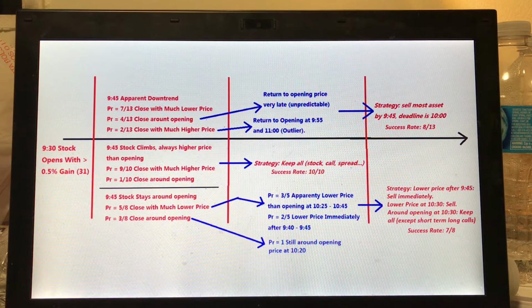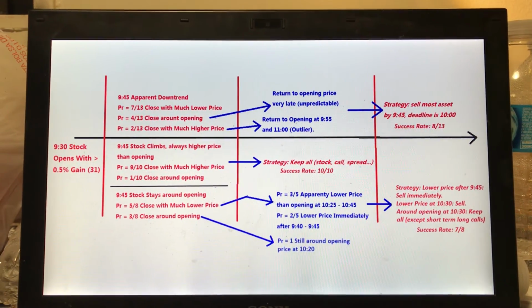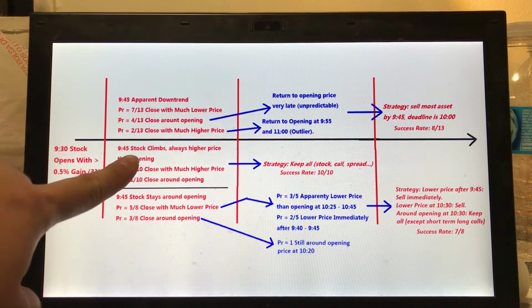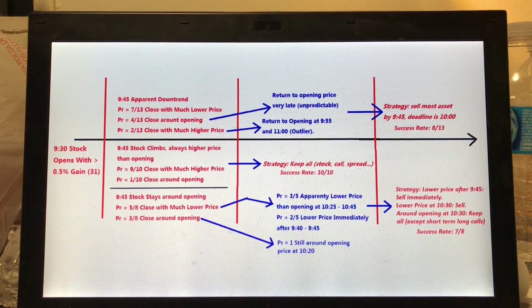which should be a pretty reliable strategy. And for the second case, if the stock climbs and always stays at a higher price than opening, in 9 out of the 10 cases it closes with a much higher price, and in the other case it closes around opening. So our strategy is just to keep all of your assets, whether your stock, your call, or your bullish spread, since it is very unlikely that your asset will be losing in value.